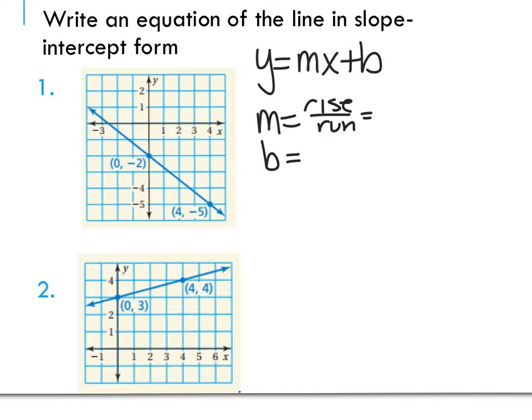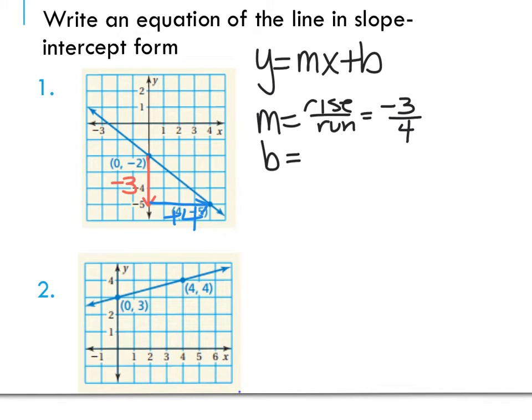So we're going to start out with the leftmost point, and we are going to rise, or in this case fall, and we go 1, 2, 3. So we're going to go down 3. And then we're going to run to the right, so that's a positive direction, and count 1, 2, 3, 4. So we're going in a +4 direction. Our slope is going to be -3 over a +4.